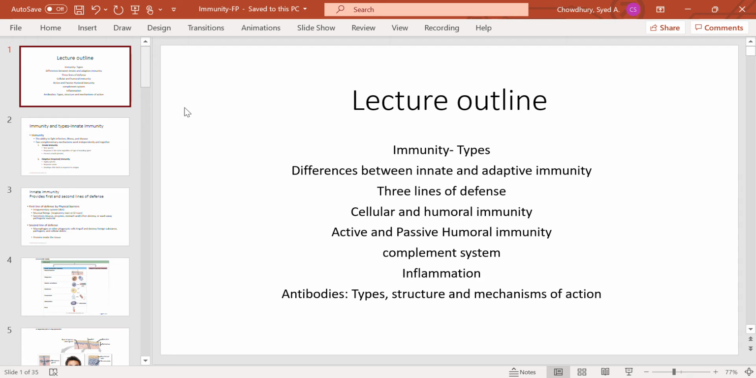Hello everybody. In this lecture, I'll talk about immunity. We'll talk about different types of immunity, and then we'll talk about three lines of defense given by the immunity. Then we'll talk about the complement system, inflammation, different types of T and B cells, and antibodies. So first question is, what do you mean by immunity?